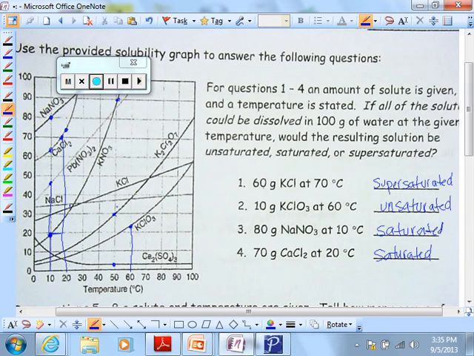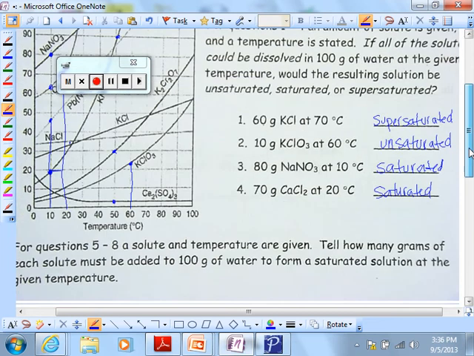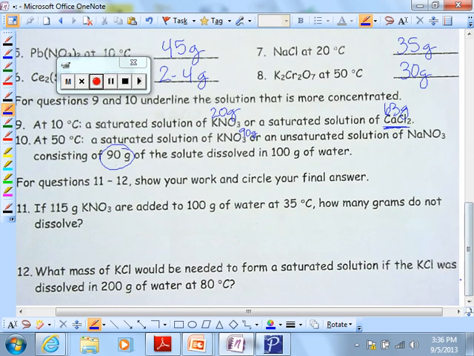Let's go back and check this potassium nitrate at 50 degrees Celsius. Is that the right line right there? Okay, so that's 90 as well, right? So which one's more saturated? 90 or 90? 90 grams it is. The 90 gram one is more saturated.